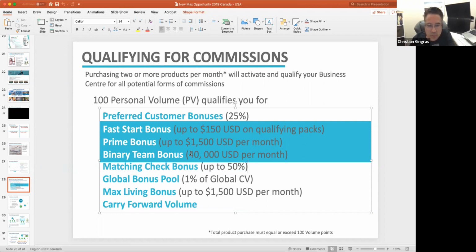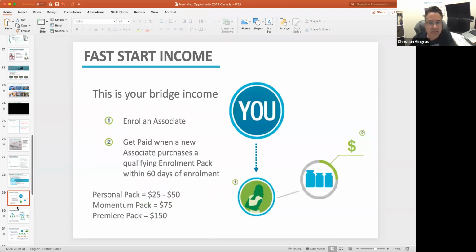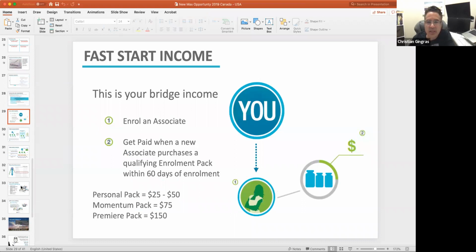And then we have a global bonus pool, the max living bonus, and all of that. All of these will come to you as you grow your business. But for now, let's focus on what you would get paid right away. Then I move on to the next slide and begin with the fast start income. So any comments or questions? Nope, I'm good. Okay, so now we move into the fast start income.